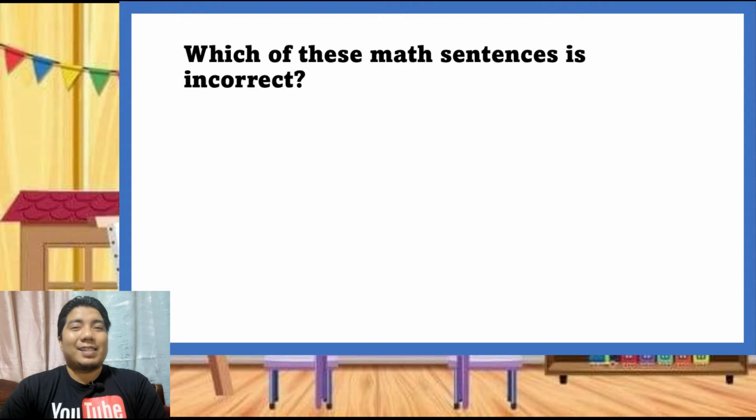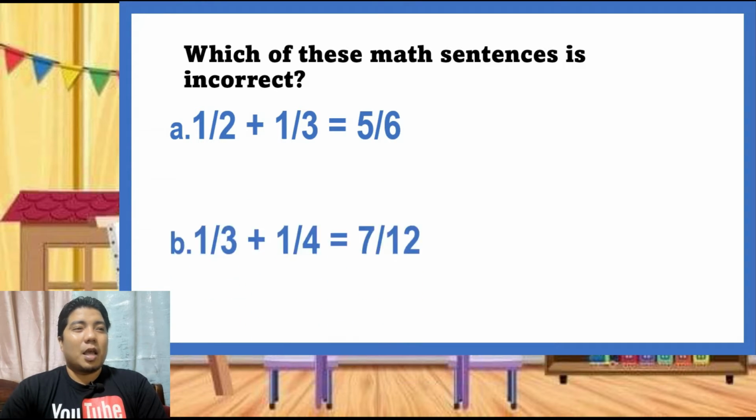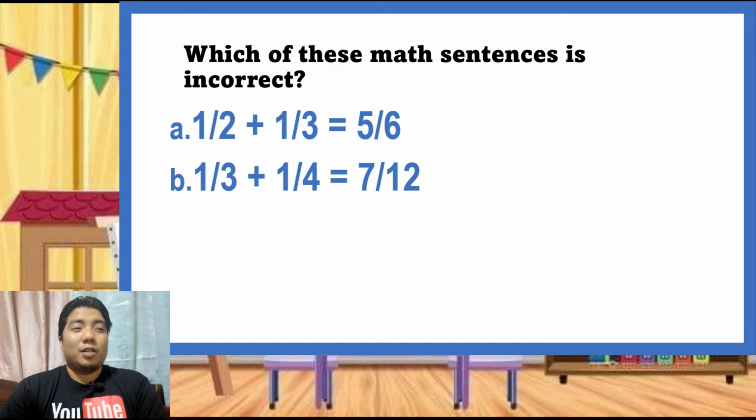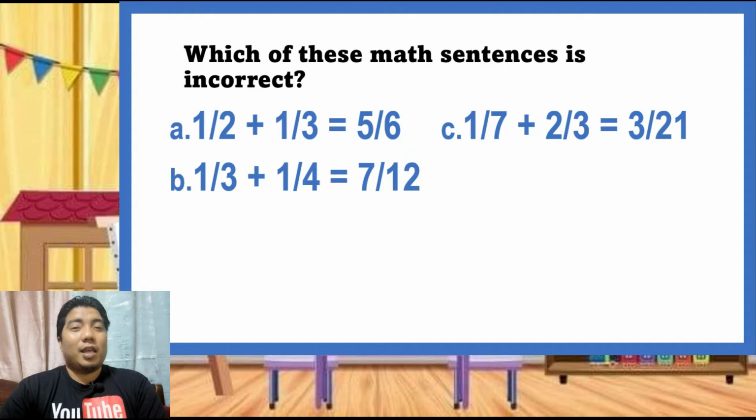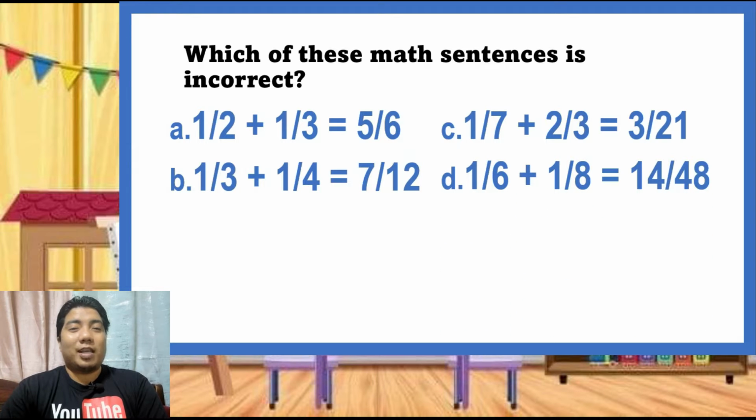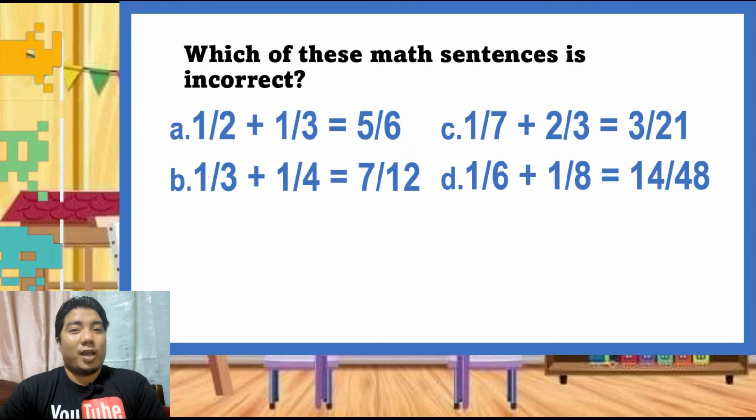Which of these math sentences is incorrect? Is it A, 1/2 plus 1/3 is equal to 5 over 6? B, 1/3 plus 1/4 is equal to 7 over 12? Or C, 1/7 plus 2/3 is equal to 3 over 21? Or letter D, 1/6 plus 1/8 is equal to 14 over 48?